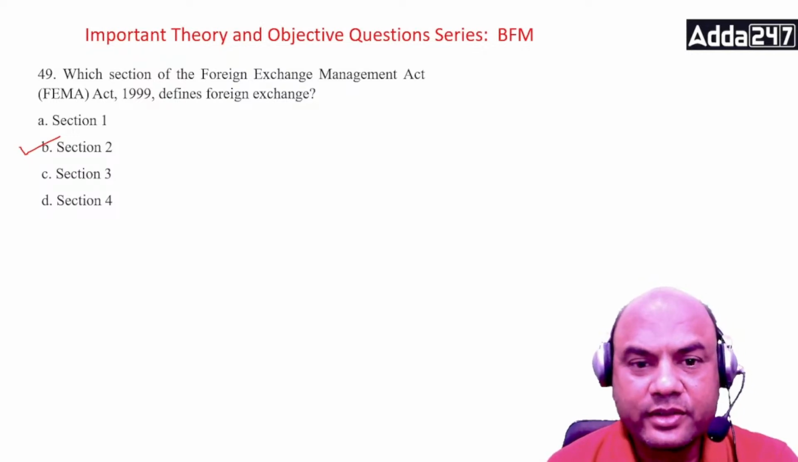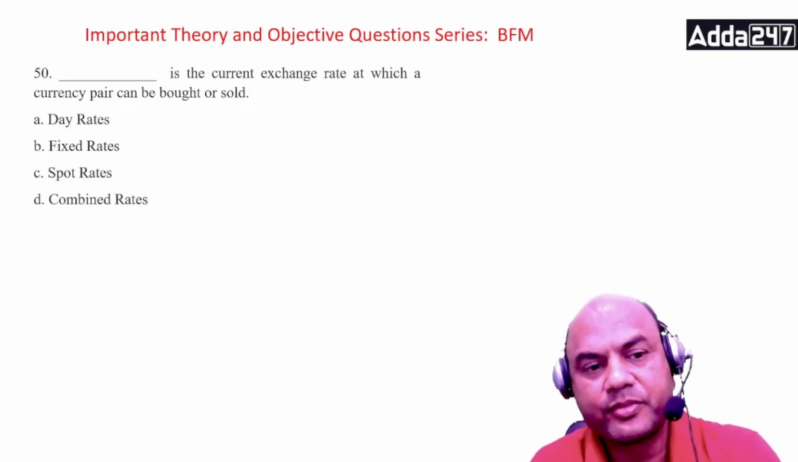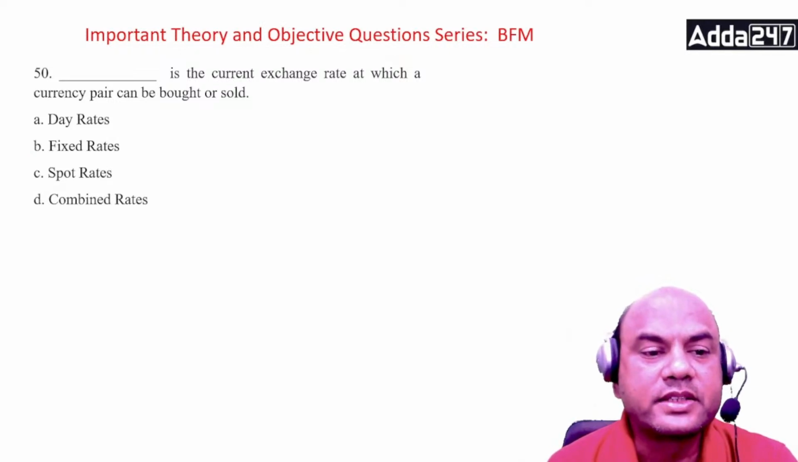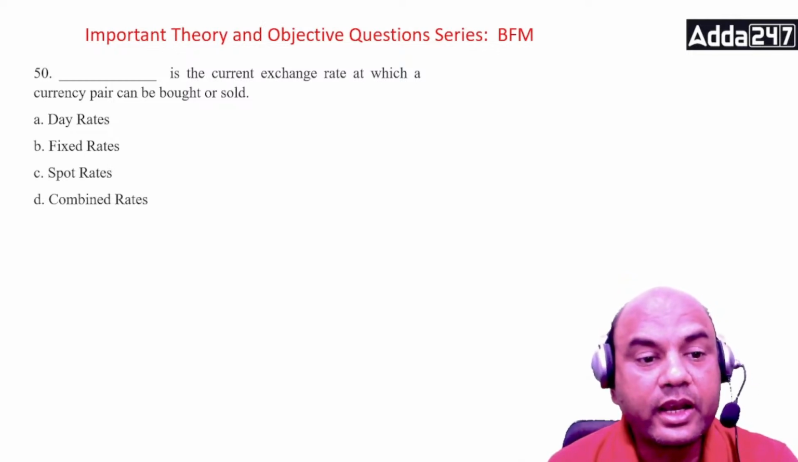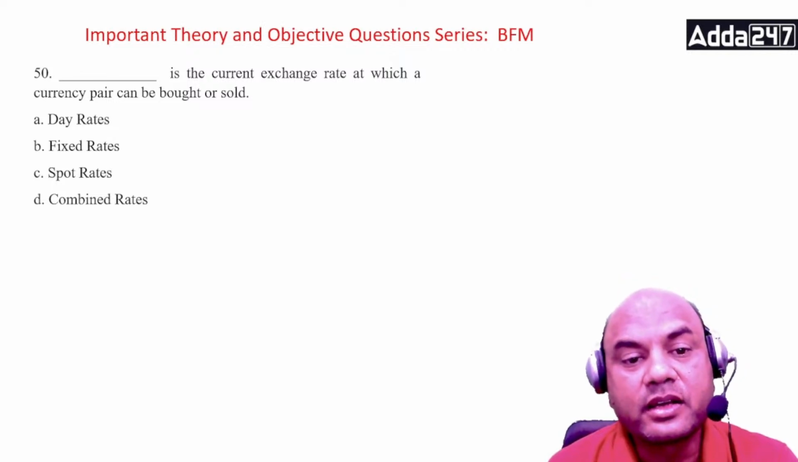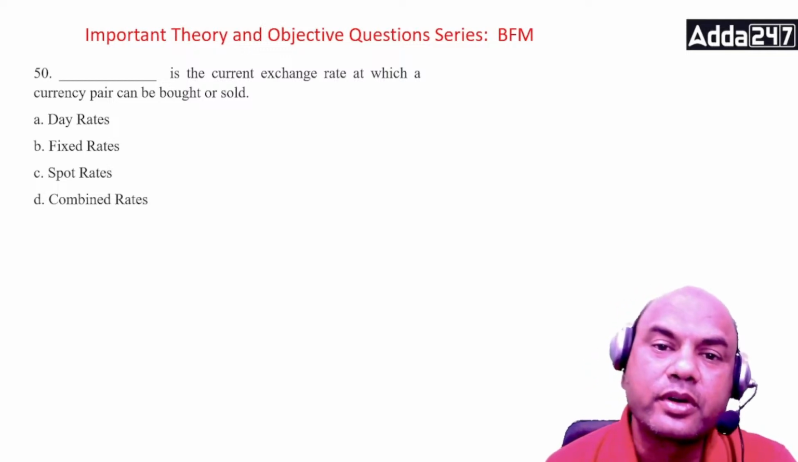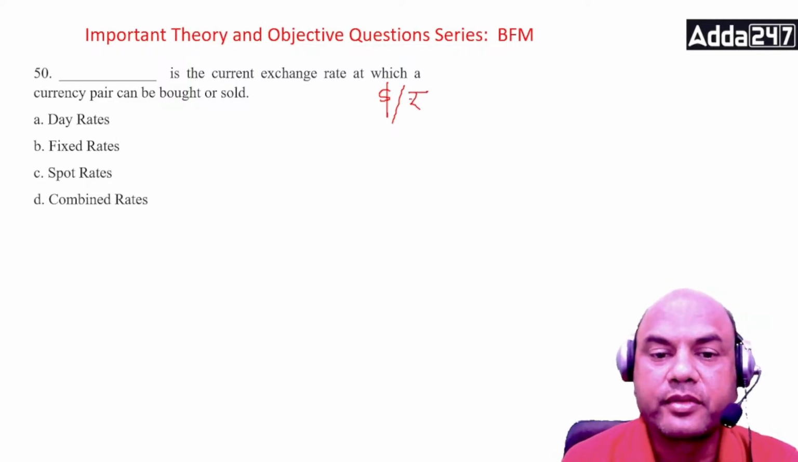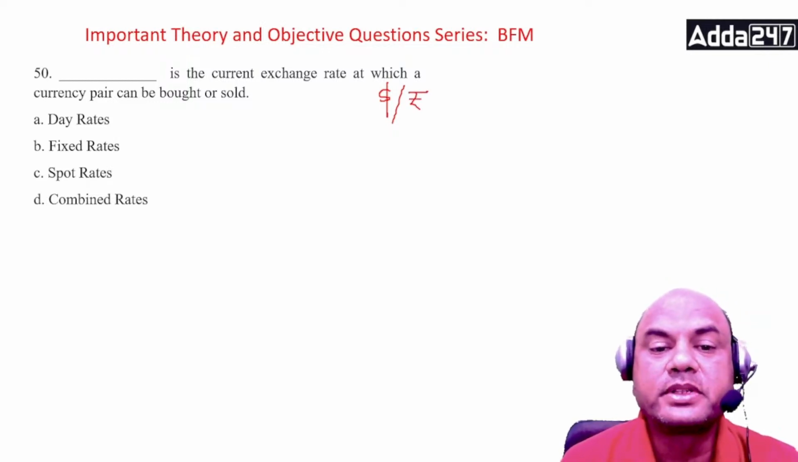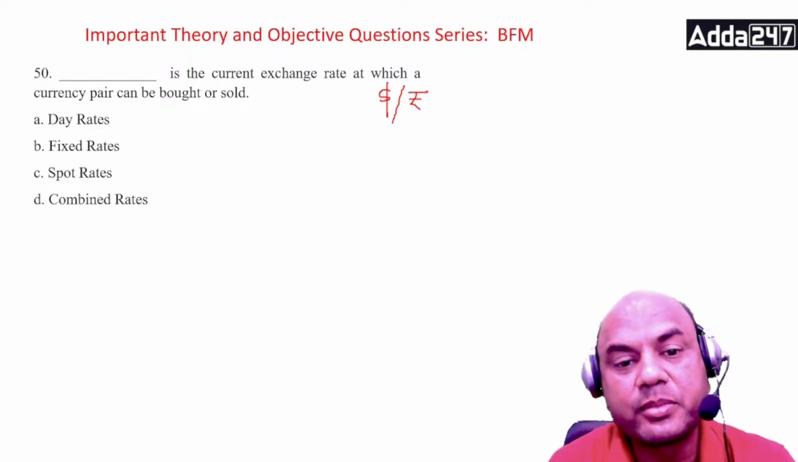Quite interesting. Okay, let's move on. Second one. Dash is the current exchange rate at which the currency pair can be bought or sold. Day rates, fixed rates, spot rates or combined rates? Currency pair means two currencies, like dollar to rupee, at which they can be bought or sold.